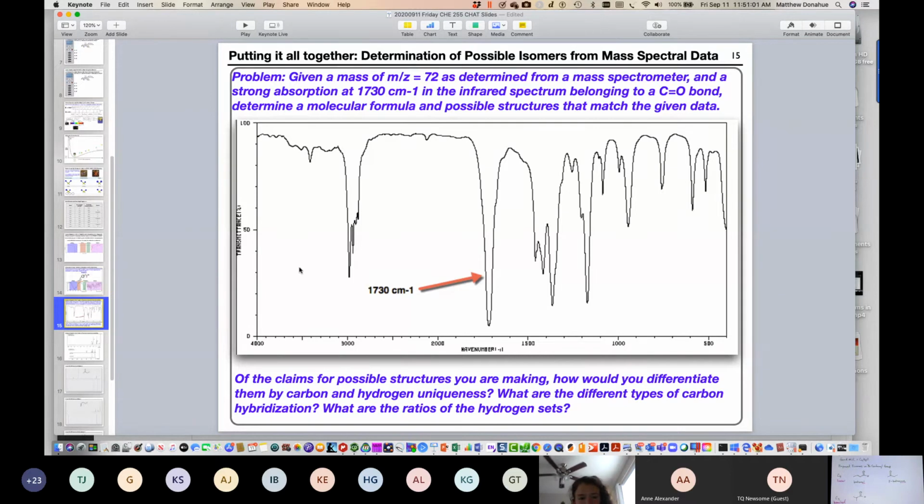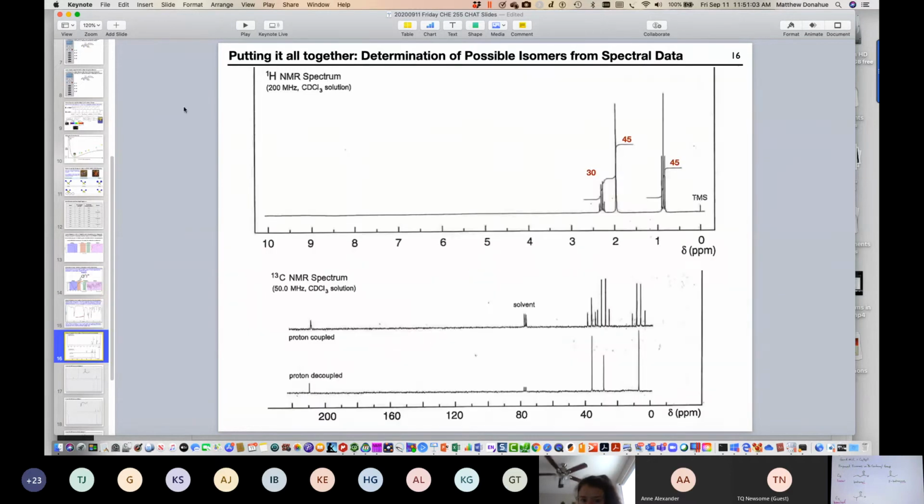So now I want to connect that piece of data with the following. I call this putting it all together, determination of possible isomers from spectral data. This top piece of data is called a proton NMR spectrum. It runs from 0 to 10 parts per million.